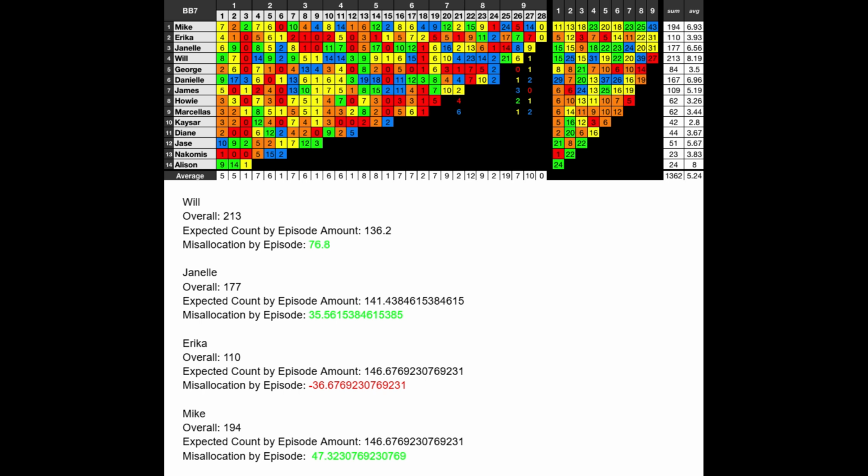Janelle has an overall diary room count of 177, where her expected count by episode amount is 141.43, causing her misallocation by episode to be 35.56. Erica has an overall diary room count of 110. Her expected count by episode amount is 146.67, causing for a negative 36.67 misallocation.